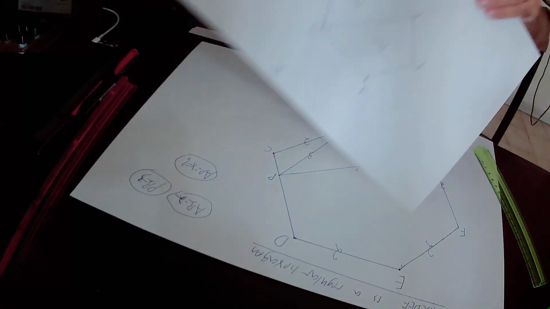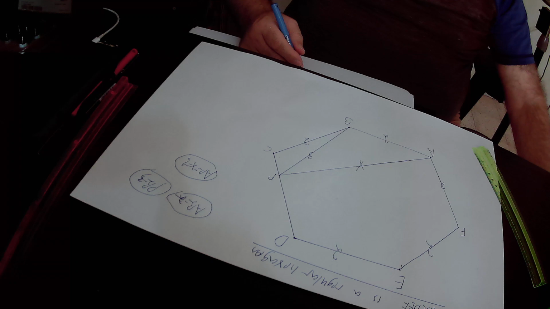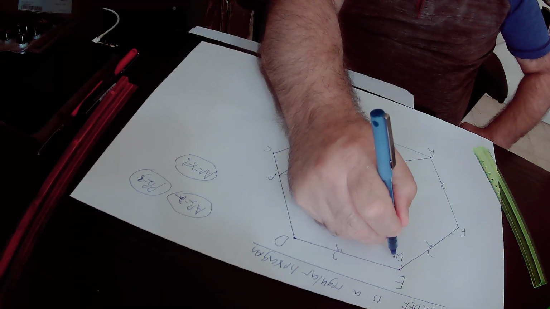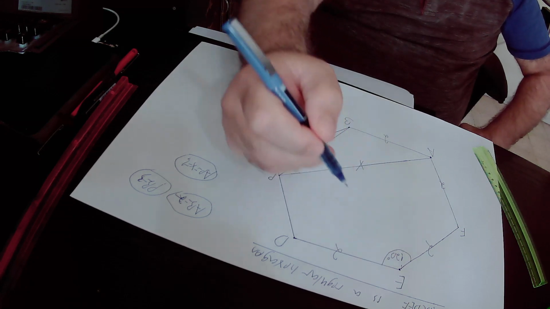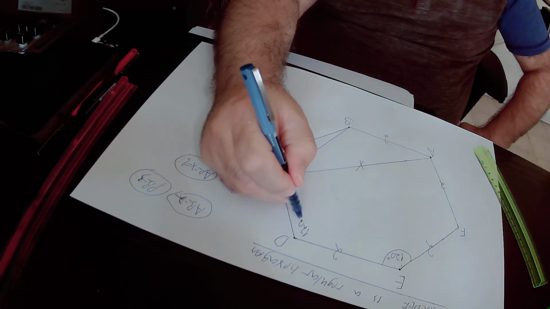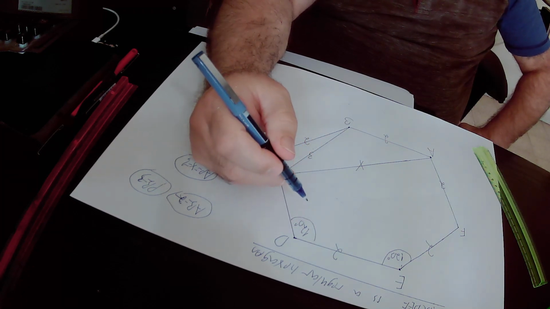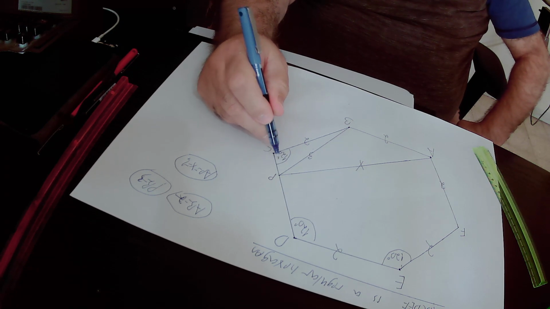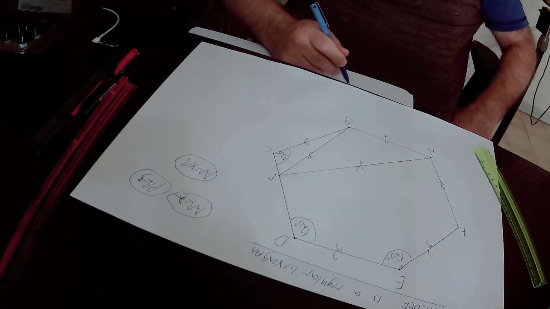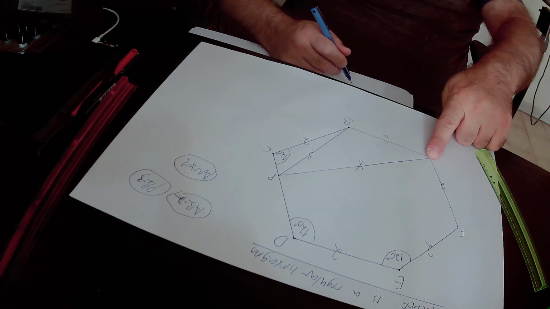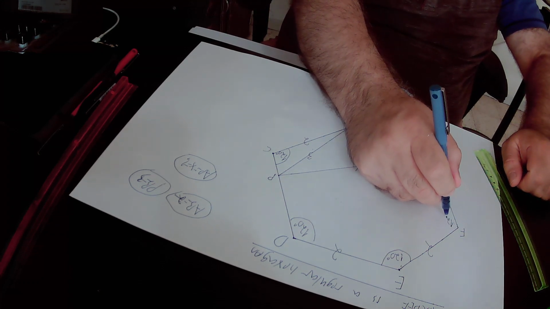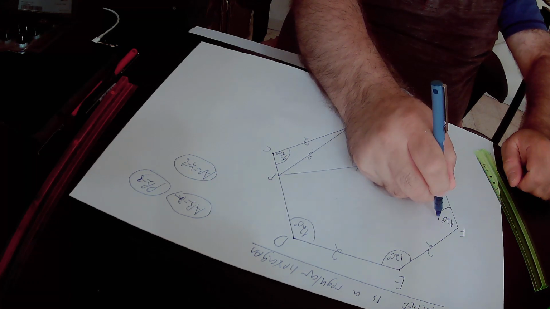So I write it down. This angle equals 120 degrees in its size. This angle equals 120 degrees. This angle is also equal to 120 degrees. This angle equals 120 degrees. And finally, this angle equals 120 degrees.